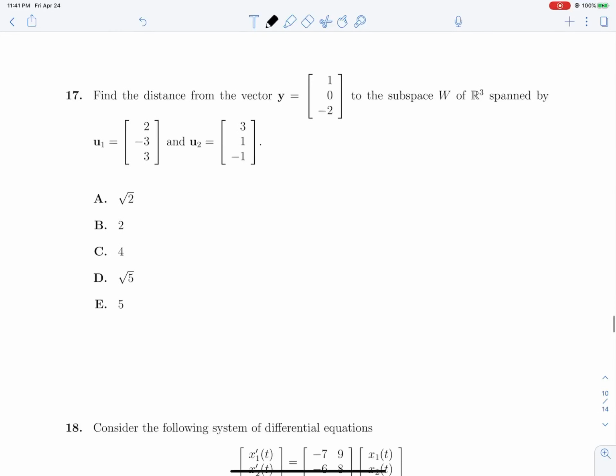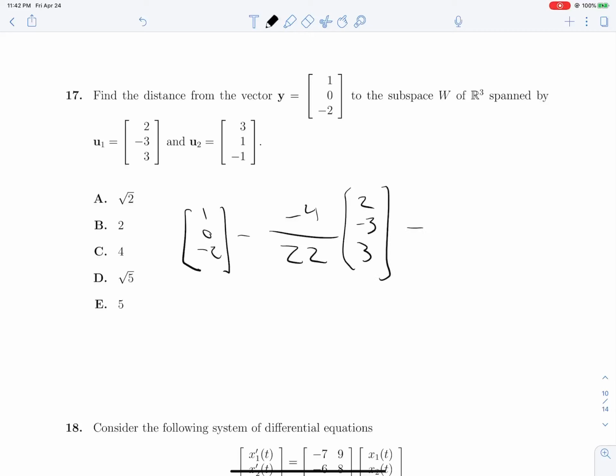Sorry about that. 17. Find the distance from the vector y to the subspace spanned by these two vectors right here. Okay, so in order to solve this, we'll be solving y, which is 1, 0, negative 2, and we're subtracting from that the orthogonal projection of y onto u1. That will be y dot u1, which is negative 4, over u1 dot u1, which is 22, and we're multiplying that by 2, negative 3, 3, which is u1.